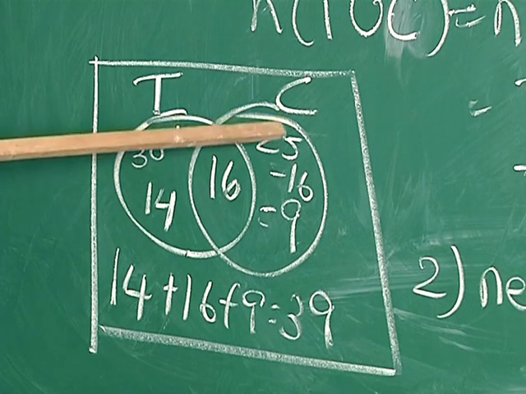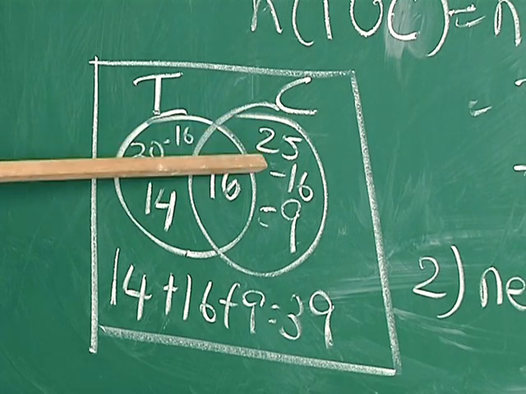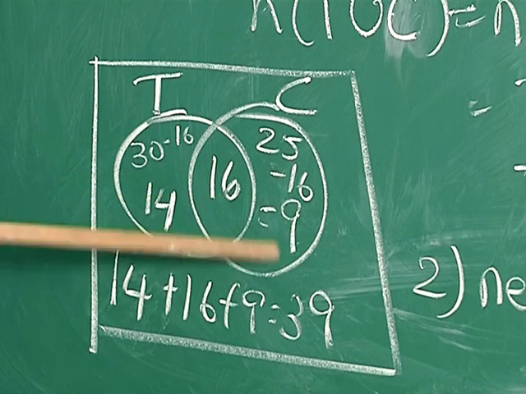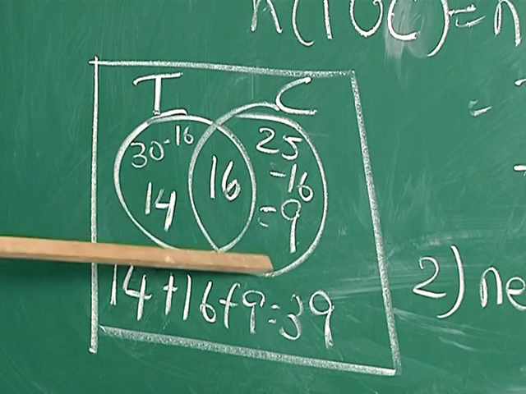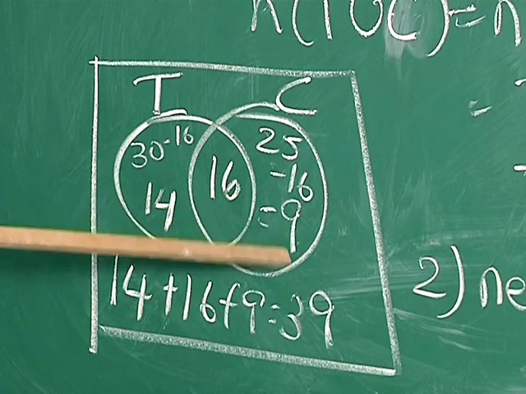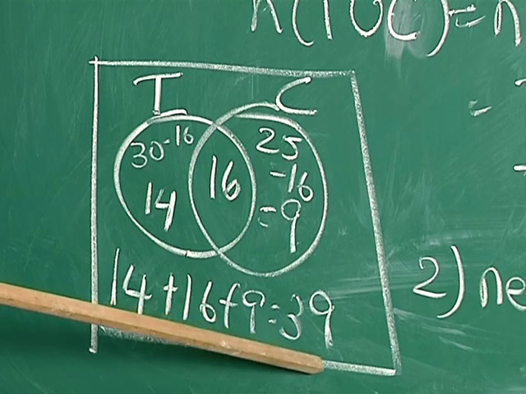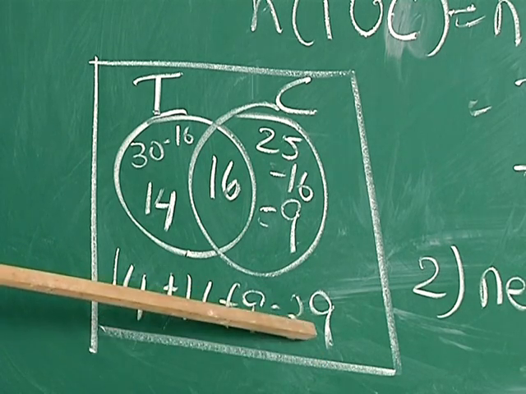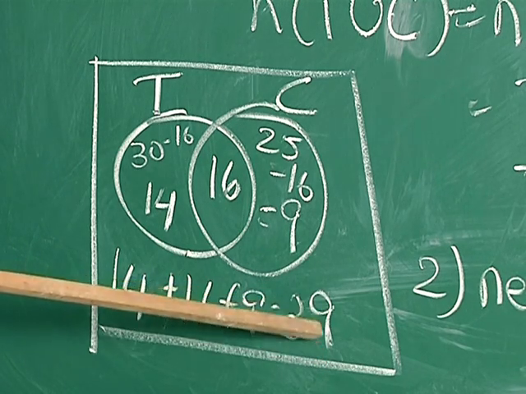Same way, coffee 25 are drinking. Among them, only coffee, how many are drinking? 25 minus 16 is 9. When you add all these three, 14 plus 16 plus 9, we are getting 39. So either tea or coffee, the number of persons drinking is 39.